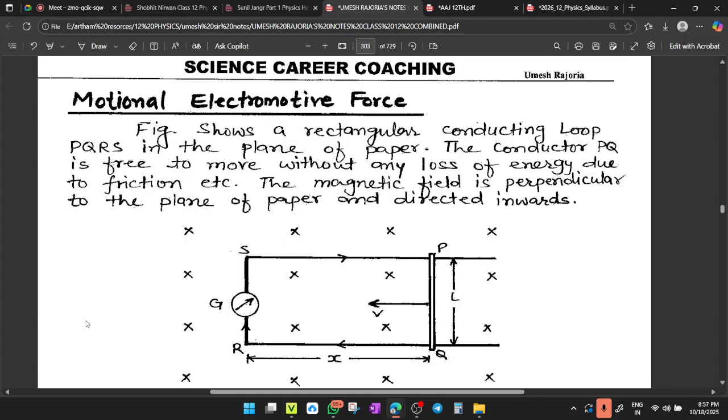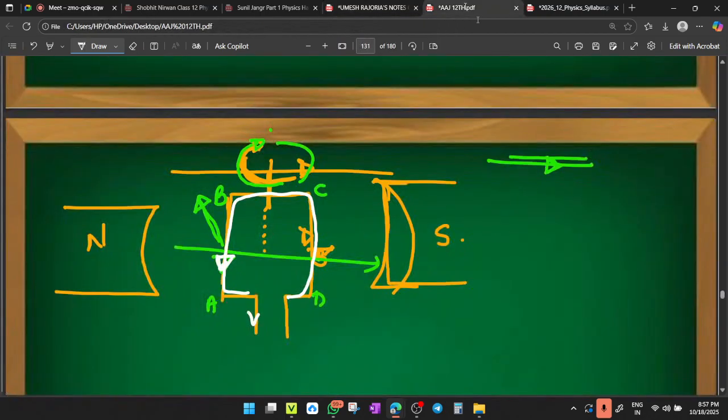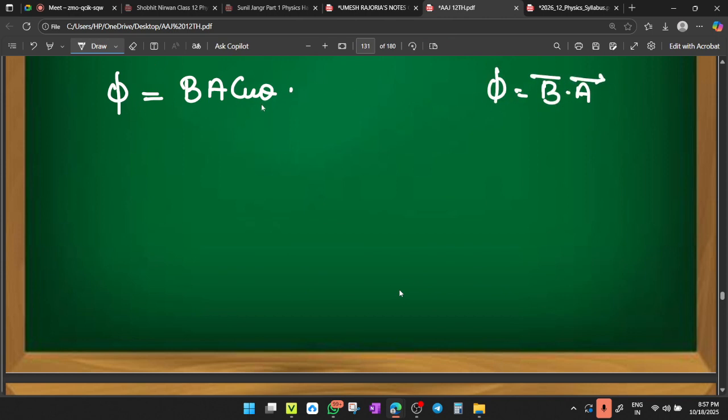Done? Okay, students, coming to our next derivation, that is about motional electromotive force. So our motive is the change of flux. Okay, what is flux? Phi is equal to B A cos theta, right? Because phi is equal to B dot A. Moreover, you can take n turns, so phi equals n B A cos theta. Clear? This is the complete expression for flux.